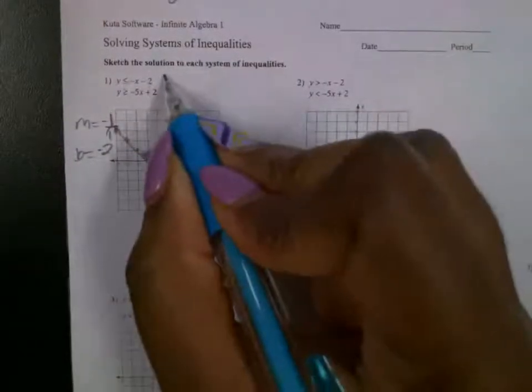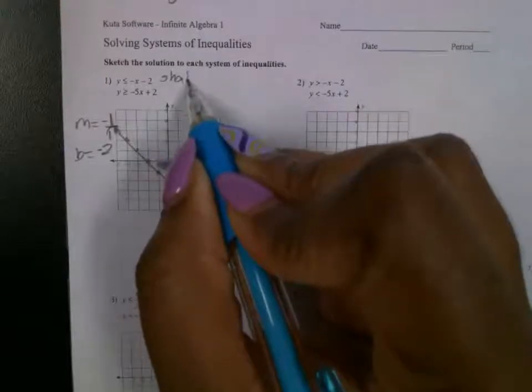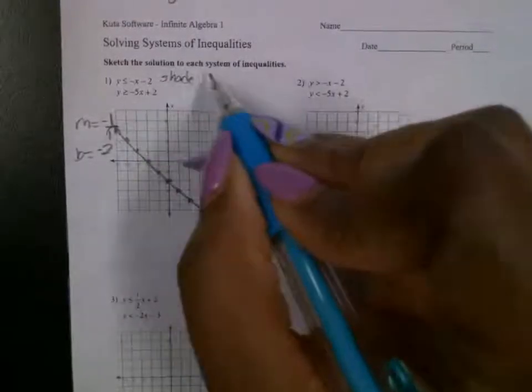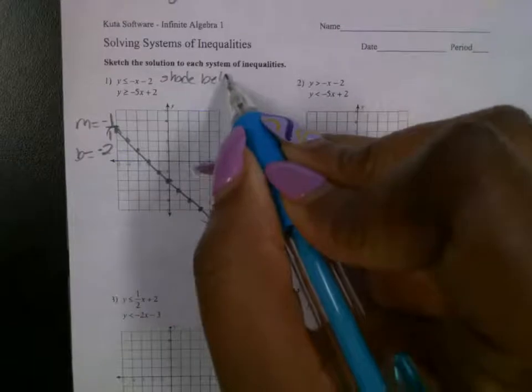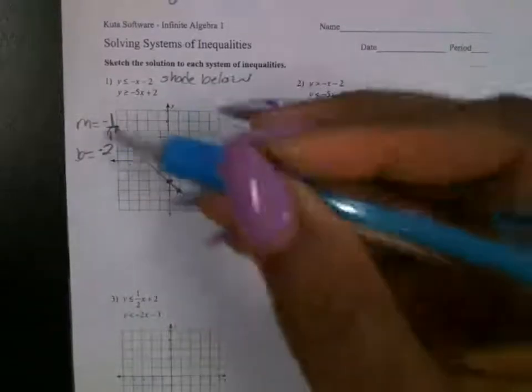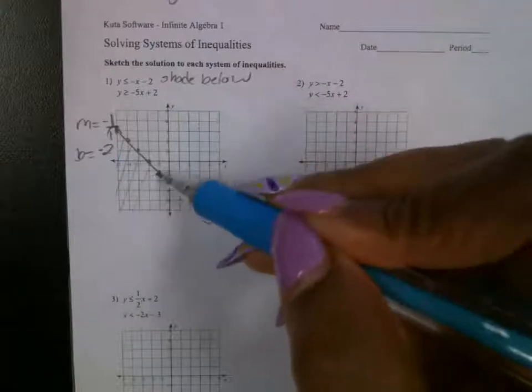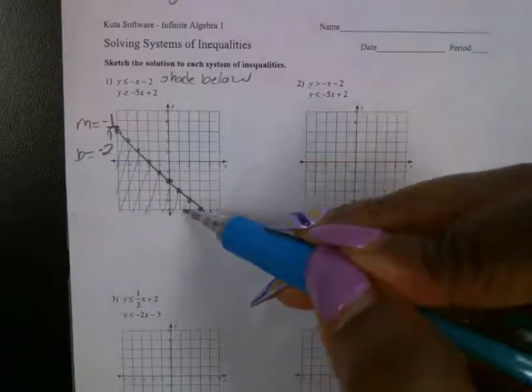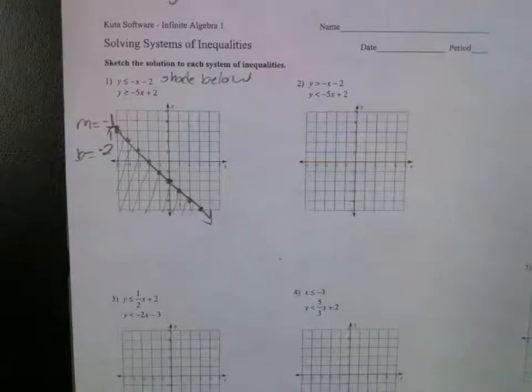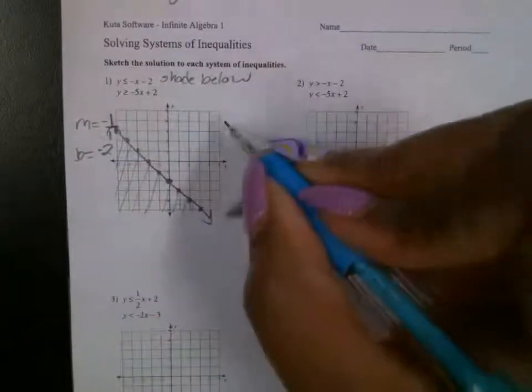And for the first one, I'm going to shade this less than, I'm going to shade right here. I'm going to shade below. Okay? All right. So I'm going to just put lines going this way. Because remember, I want the overlapping region, so I don't want to full out shade and then have to erase. So now I'm going to graph the second one.